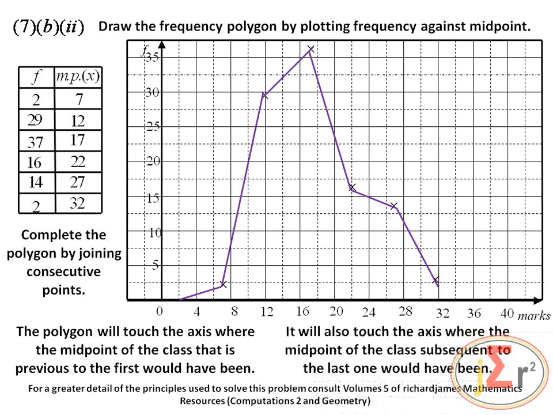And of course it will also touch the axis where the midpoint of the class subsequent to the last one would have been. So if we are going up by 5 each time, we are at 32 right here. It will touch the axis at 37. So roundabout right there, and then we have the frequency polygon completed. The frequency polygon cannot be completed unless we have straight line segments going down to the axes. It cannot be left hanging in the air at all.